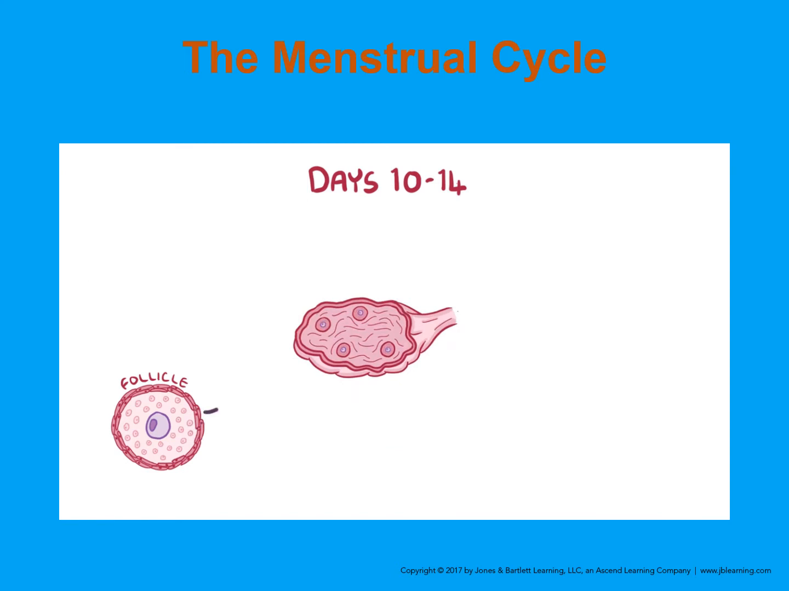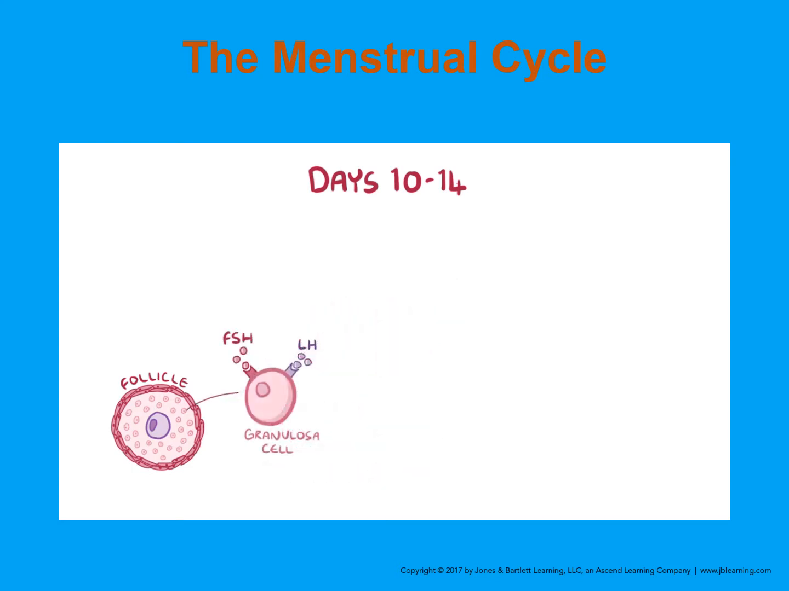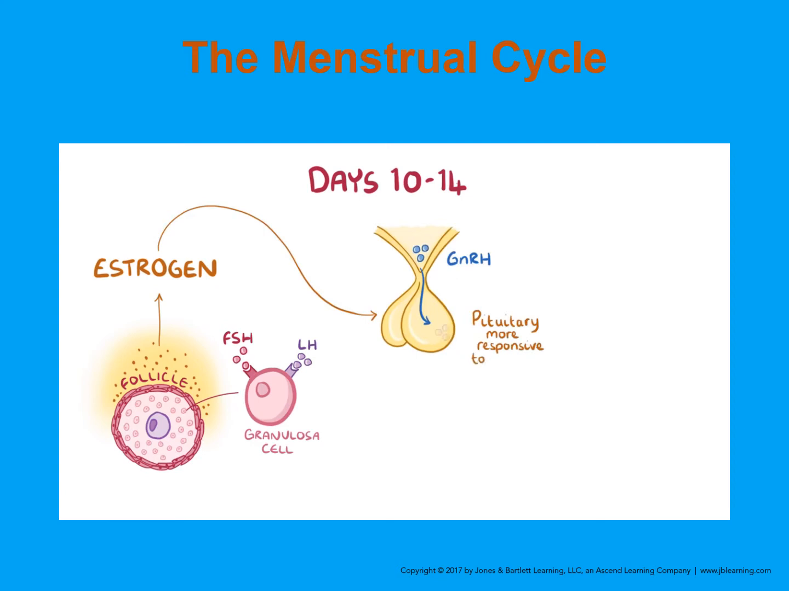As a result of decreased follicle-stimulating hormone production, some of the developing follicles in the ovary will stop growing, regress, and die off. The follicle that has the most follicle-stimulating hormone receptors, however, will continue to grow, becoming the dominant follicle that will eventually undergo ovulation. This dominant follicle continues to secrete estrogen, and the rising estrogen levels make the pituitary more responsive to the pulsatile action of gonadotropin-releasing hormone from the hypothalamus.